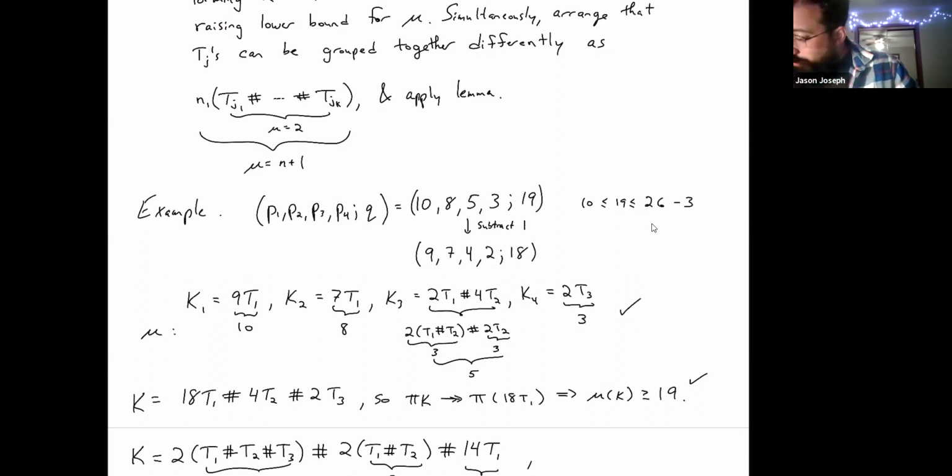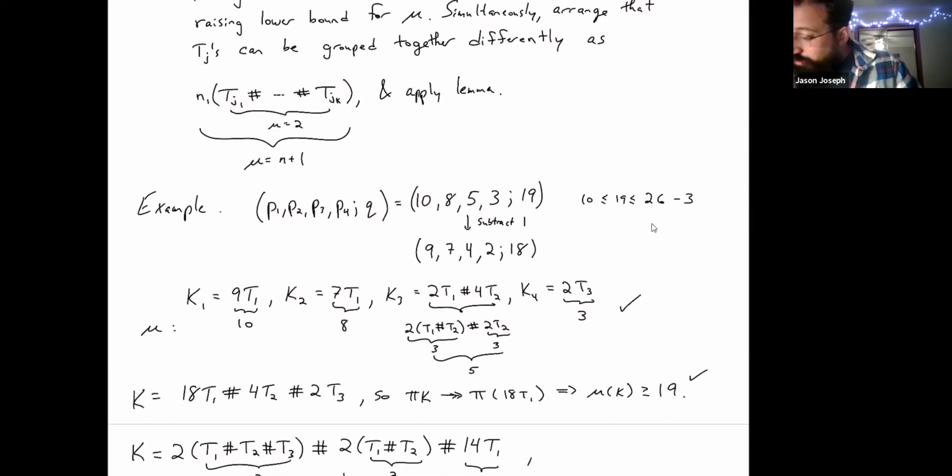So you group together all 3, as many as you can. So there will be 2 of all 3 together, and then as many as you can of T1 and T2. So that will be another 2 of those. And then you have 14 T1s left over.